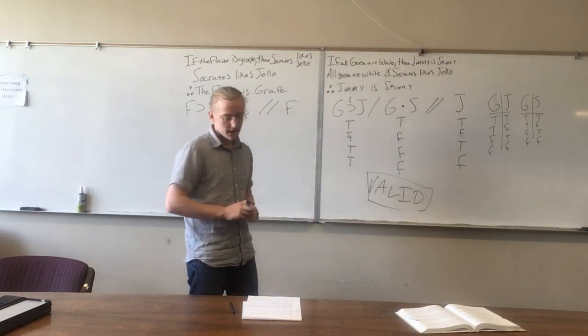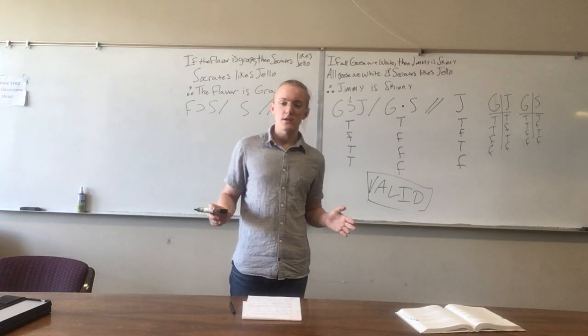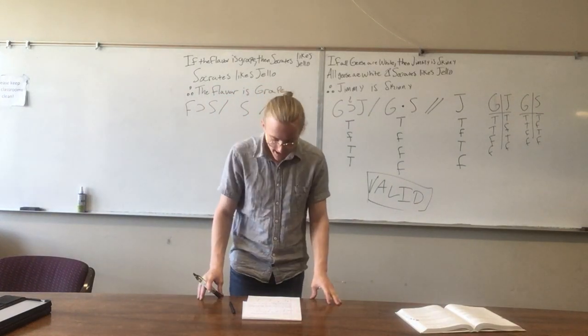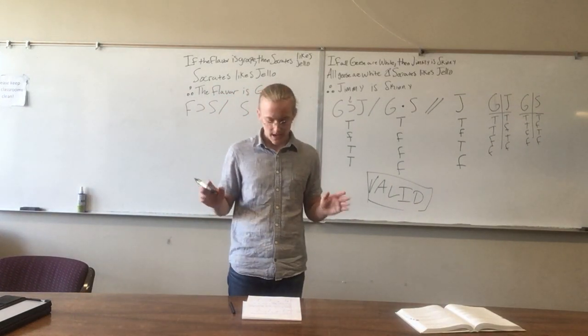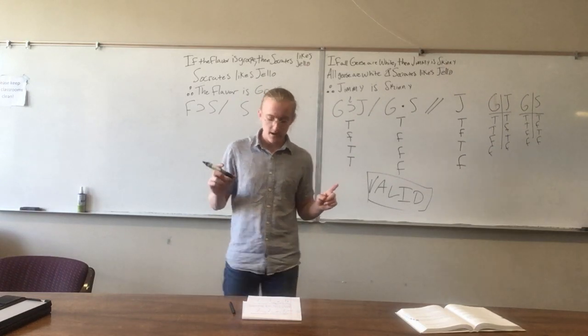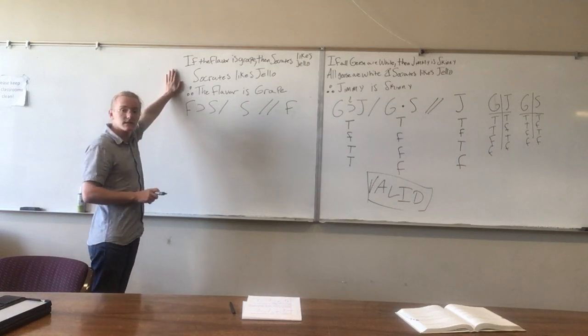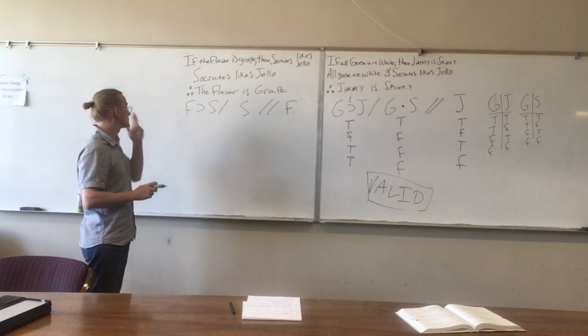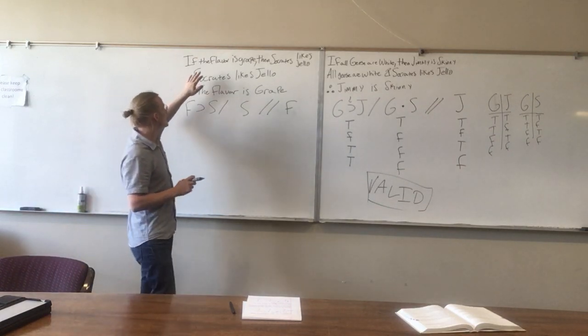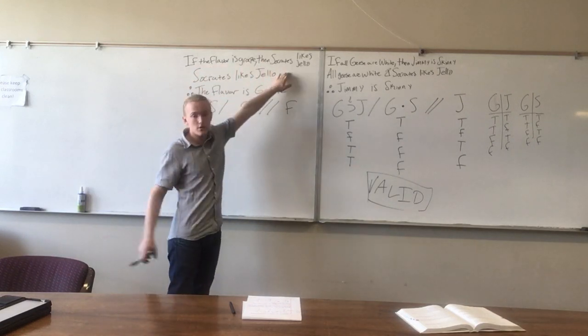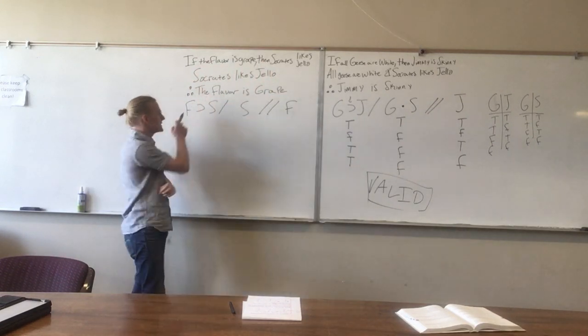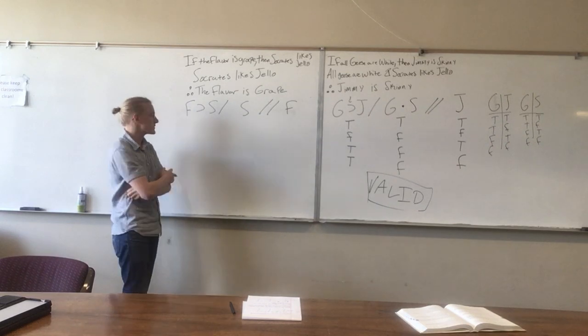Now, again, what we're doing with truth tables and arguments is we're looking for a line that has all true premises and a false conclusion. And if this exists, then the argument is invalid. We're going to see that that's the case over here with this argument. So again, the argument is: if the flavor is grape, then Socrates likes Jell-O. Socrates likes Jell-O, therefore the flavor is grape.